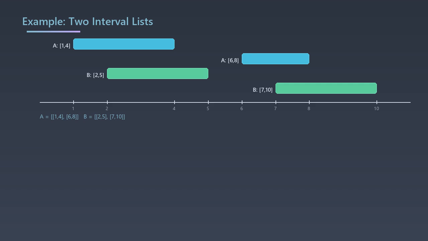Let's look at an example. List A has intervals 1 to 4 and 6 to 8. List B has 2 to 5 and 7 to 10. You can see them on the number line. Now where do they overlap? That's what we need to find.